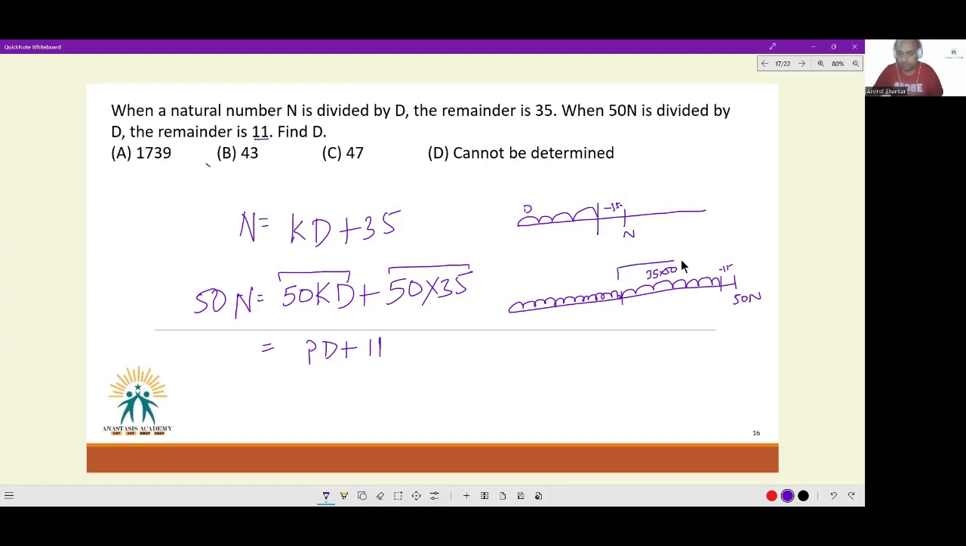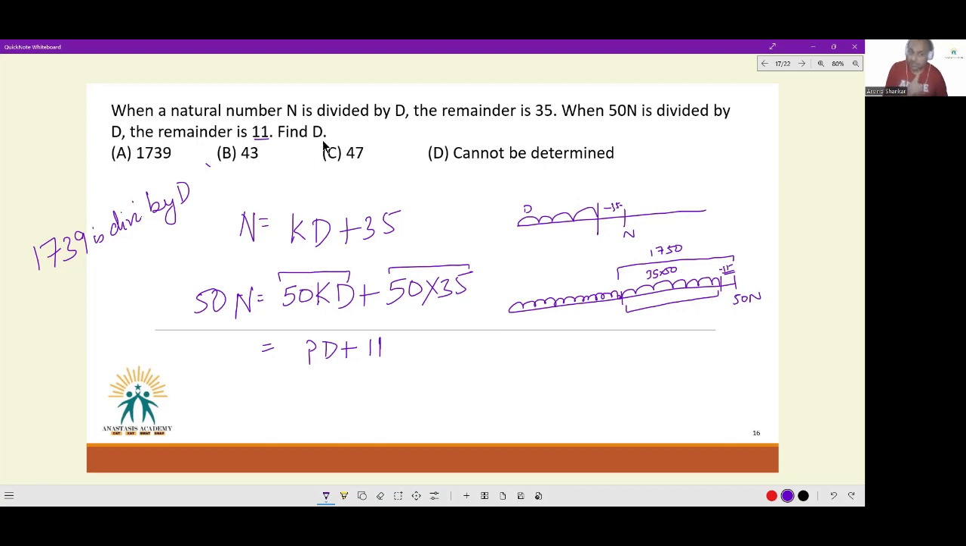Which is to say, out of this entire range, 35 into 50 is how much? 1750. Yes. Out of this 1750, when you leave aside the final 11, which is the remainder, this portion is divisible by d. Out of 1750, when you take away 11, 1739 is divisible by d. Now, this leads us to our new challenge. Find the value of d.